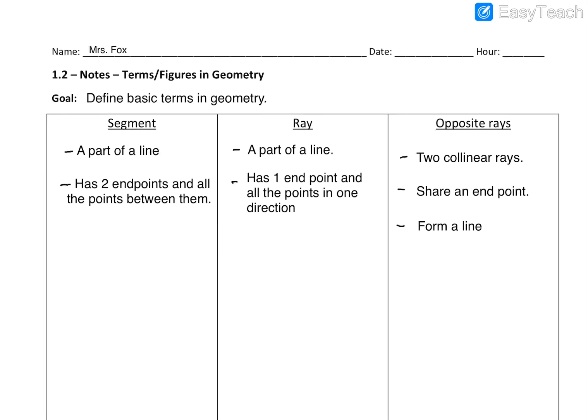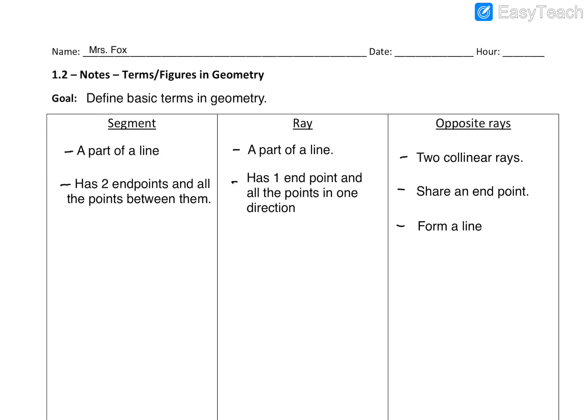Okay, so today we are going to be working on 1.2 notes. These are just more basic terms, adding to what we talked about in section 1. So our goal today, make sure we get this written down, is to define basic terms in geometry. Okay, and that first term that we're going to be talking about is a segment. All right, so a segment is a part of a line. Okay, and that's kind of our theme today.